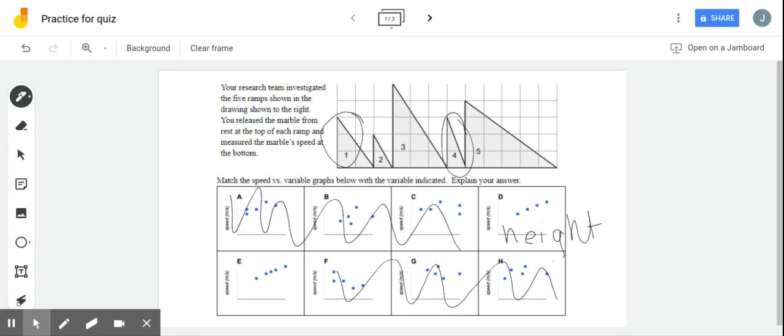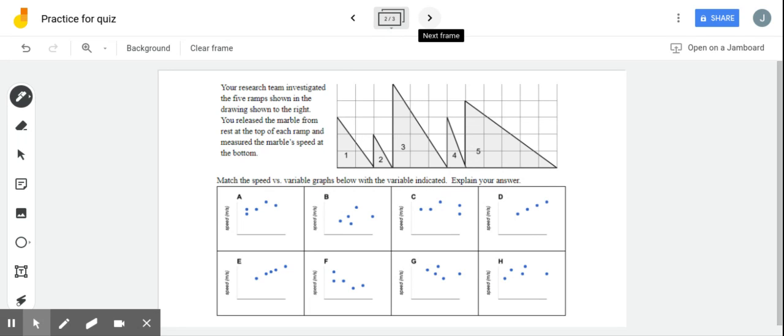So this dot right there, the second dot, that's going to be ramp 1 and ramp 4. Okay, we've got ramp 2 down here. Ramp 3 is up at the top, and ramp 5 is second to last. So it's getting a little messy here. That's ramp 5. Okay, so here we go, D. That's the answer for that one. Next, let's do speed versus base.